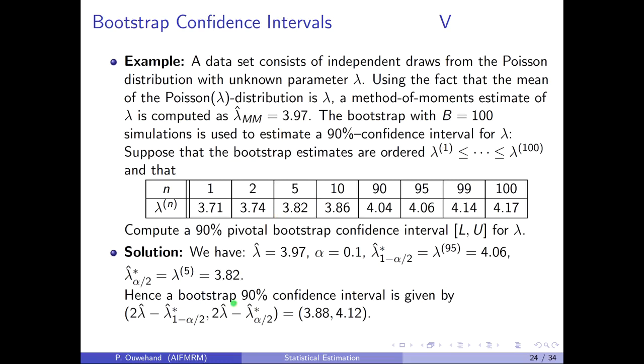Then the bootstrap 90% confidence interval is going to be given by this. Here we have the original estimate of 3.97. This is 4.06. And this is 3.82. And when we work it out, we see that a lower bound for the confidence interval is 3.88 and an upper bound is 4.12.